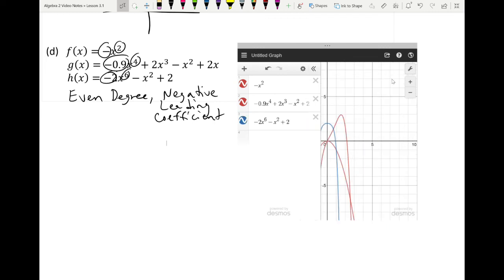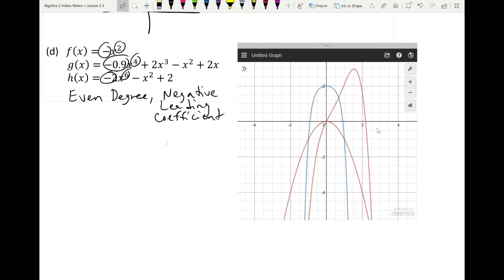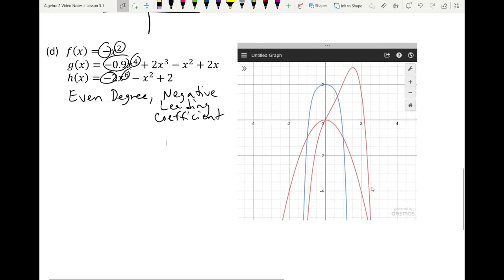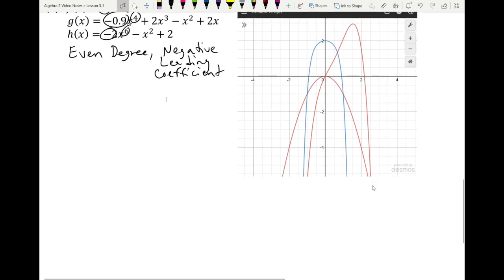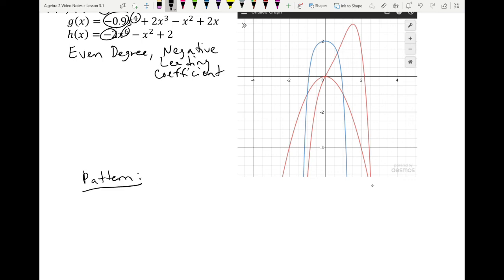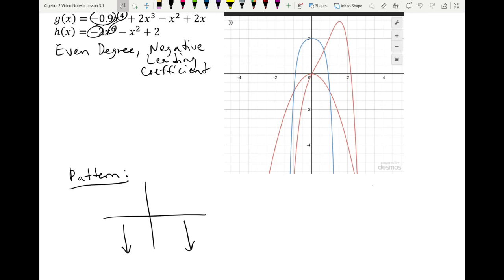All right, zoom in on the functions. It looks like they're both going down on the left side, down on the right side. So there's our pattern. If we were to write it out, let's look at this one over here. As x goes to positive infinity, y goes to negative infinity. As x goes to negative infinity, y goes to negative infinity. So there's our end behavior.